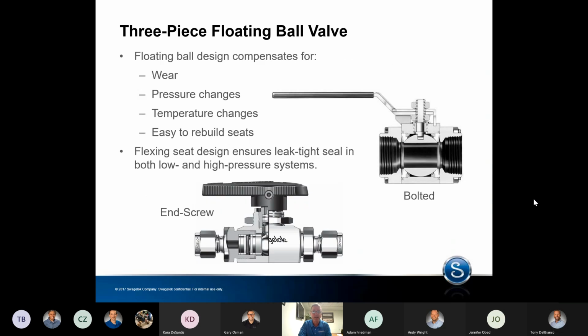Three-piece floating ball design advantages include compensation for wear, pressure changes, and temperature changes. It's easy to rebuild the seats. And they have a flexing seat design which maintains leak-tight upstream and downstream seats and seals in both low and high pressure applications.